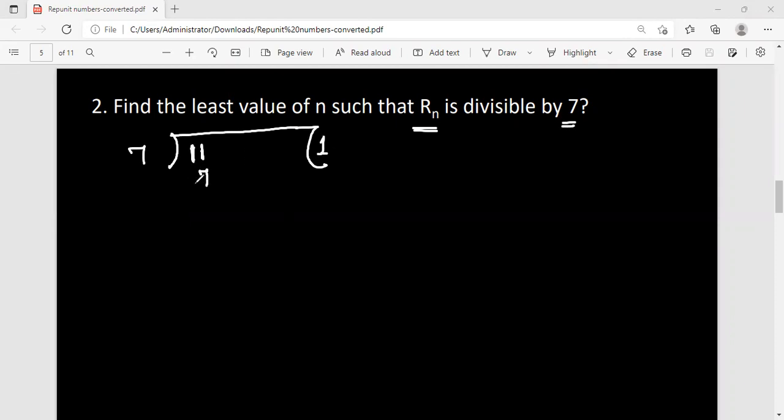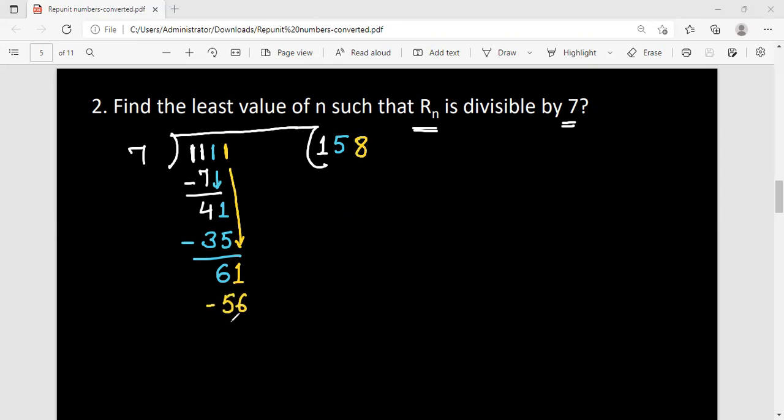7 ones are 7. So what is the remainder, guys? It is 4. Still, this is not divisible. Now you understand the meaning of divisible: the remainder should be 0. So I am introducing one more 1, and this 1 is coming down. So it will be 7 5s are 35. What is the remainder? It is 6. I'll go further now. I'll introduce one more 1. This 1 is coming down now. So 7 8s are 56. What is the remainder? 5.